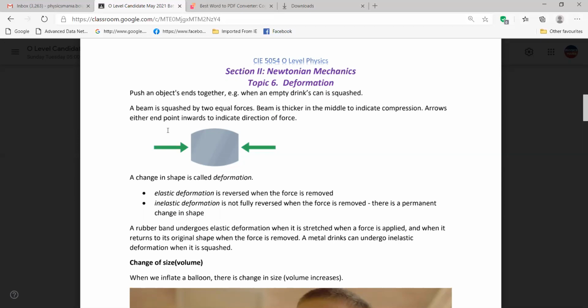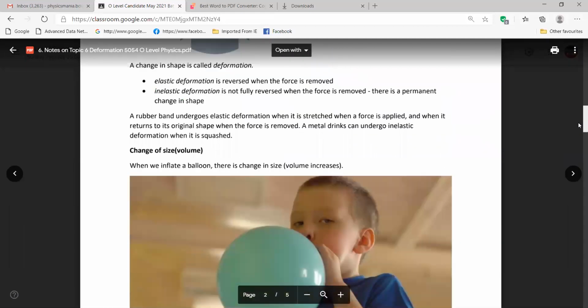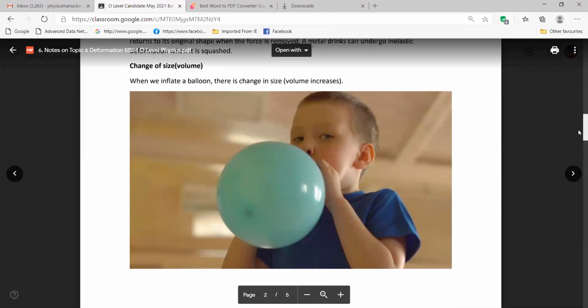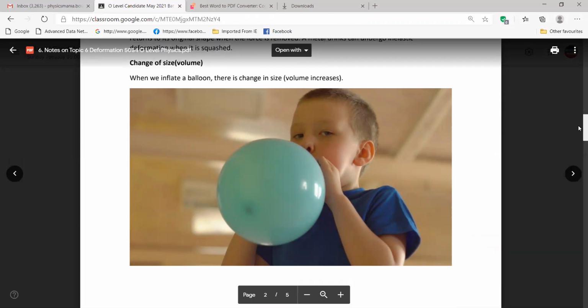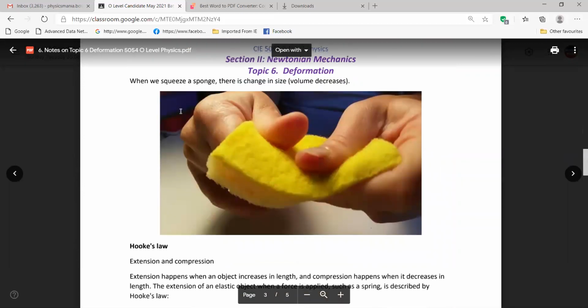Okay, so already we did that part, but change in shape is not changing the volume, right? The volume remains fixed. But in change in size, we have volume change. You understand that when we are inflating a balloon, there is change in size. That means volume increases. And here we have one sponge. If you are squeezing the sponge, there is change in size. Volume decreases, right?